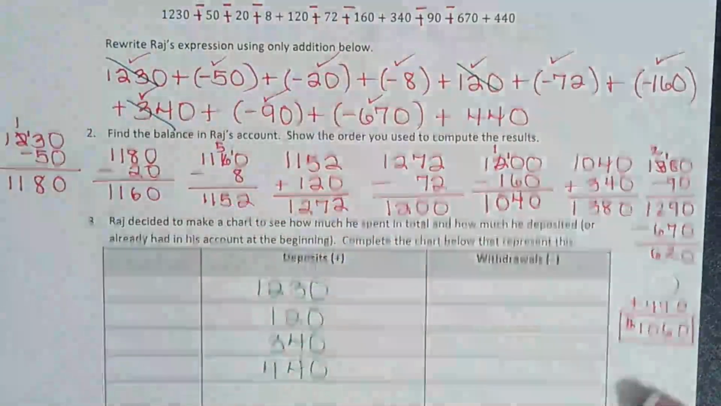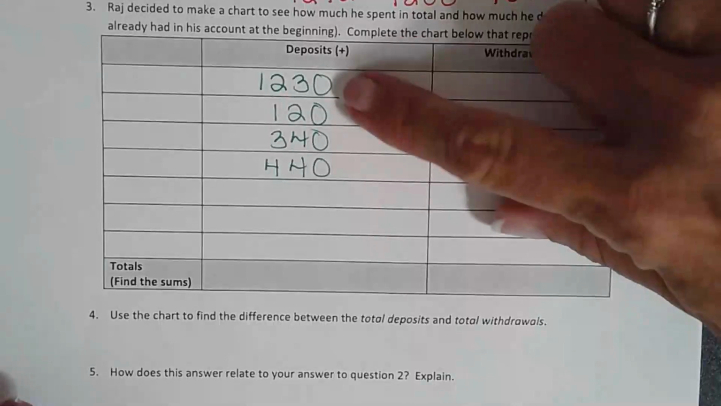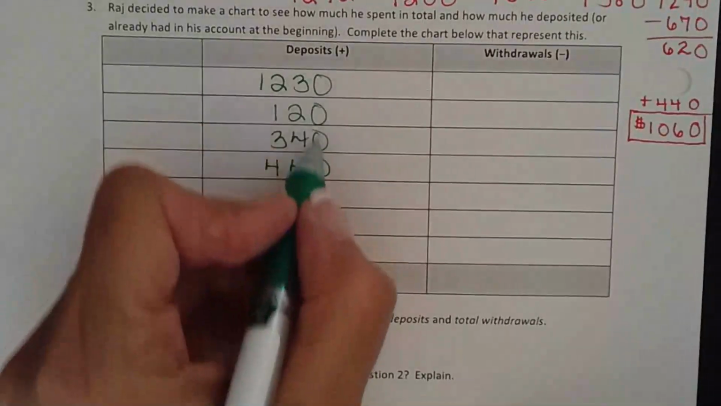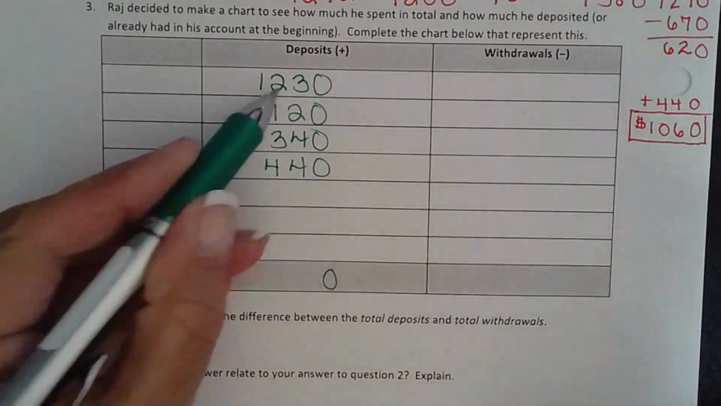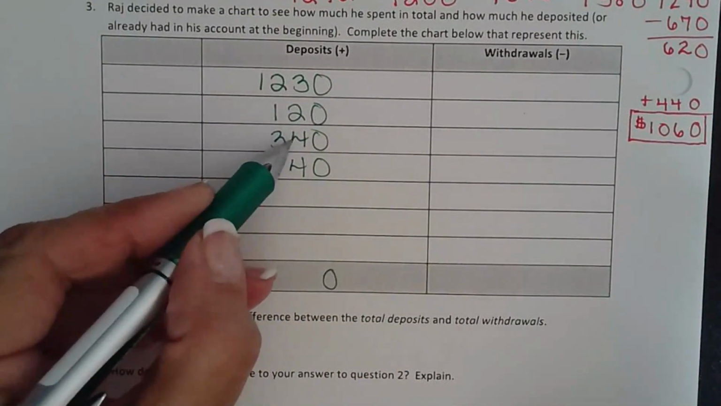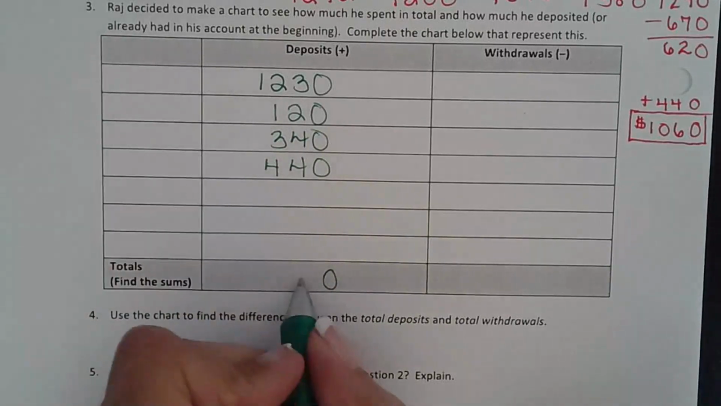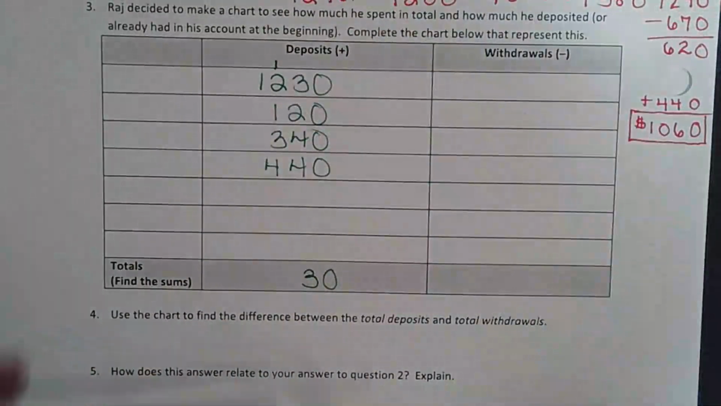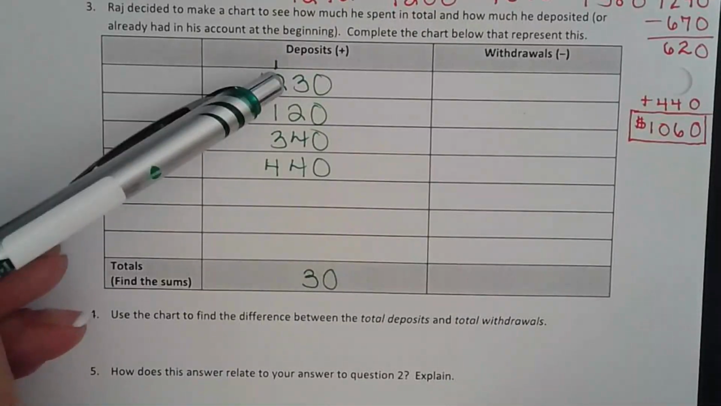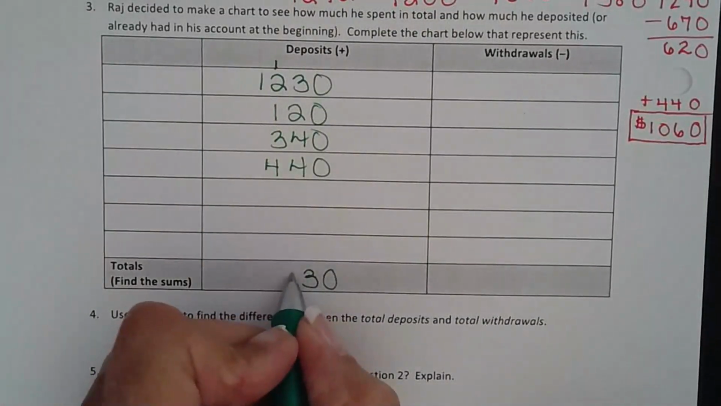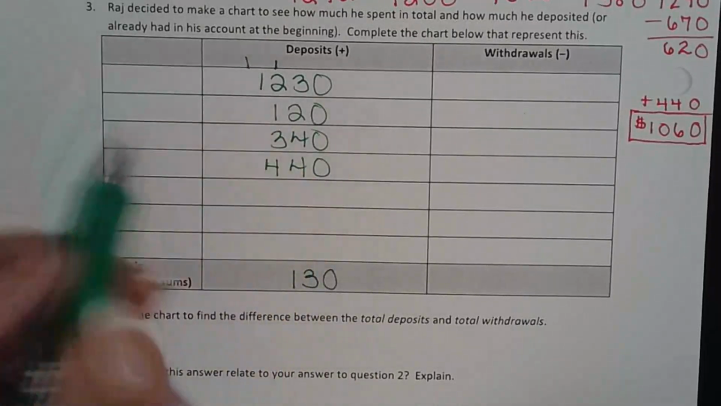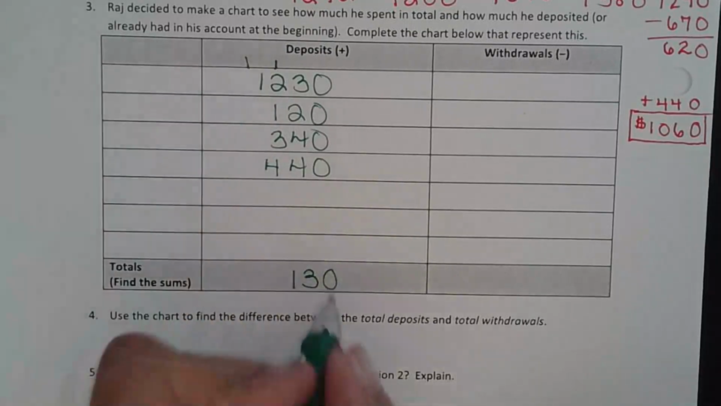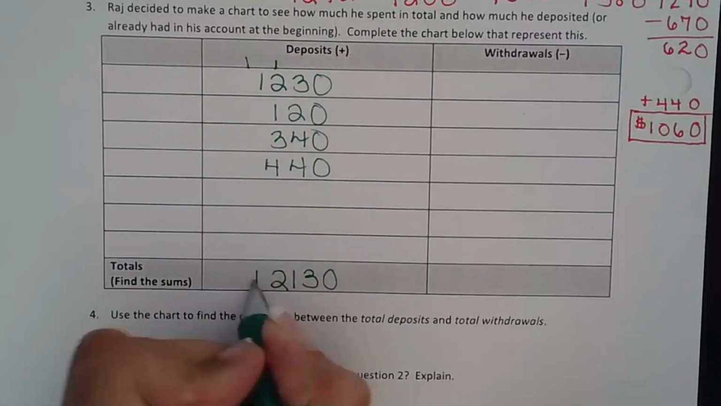So we can add up all of his positives, his starting balance and all of his deposits, and that gives me 0, 3, 4, 5, 6, 7, 8, 9, 10, 11, 12, 13. Carry 1, and that's 7, 8, 9, 10, 11 it looks like. Carry 1, so 2, 3, 4, 5, 6, 7, 8, 9, 10, 11. So 2130 in the positive column.